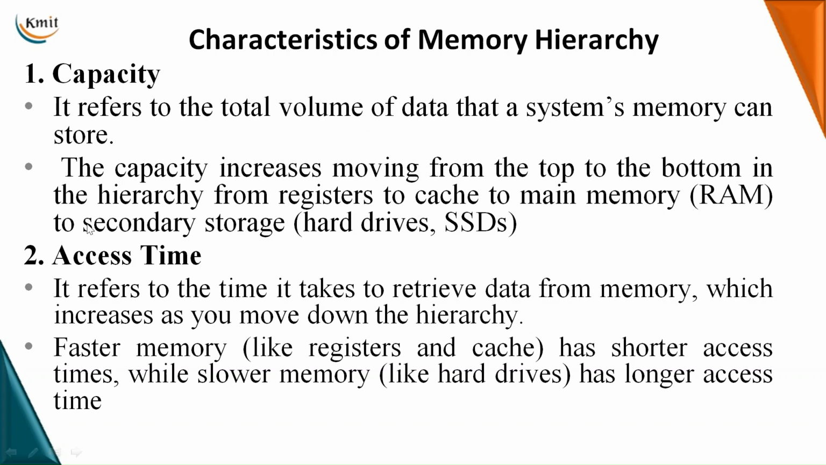The next characteristic is the access time. Access time refers to the time it takes to retrieve any information or data from the memory. So how fast you can access the particular information from that particular memory, that is nothing but your access time, which increases as you move down the hierarchy. Faster memory like registers and cache have shorter access time, while slow memory like hard disks and magnetic tapes are very slow in accessing the information.